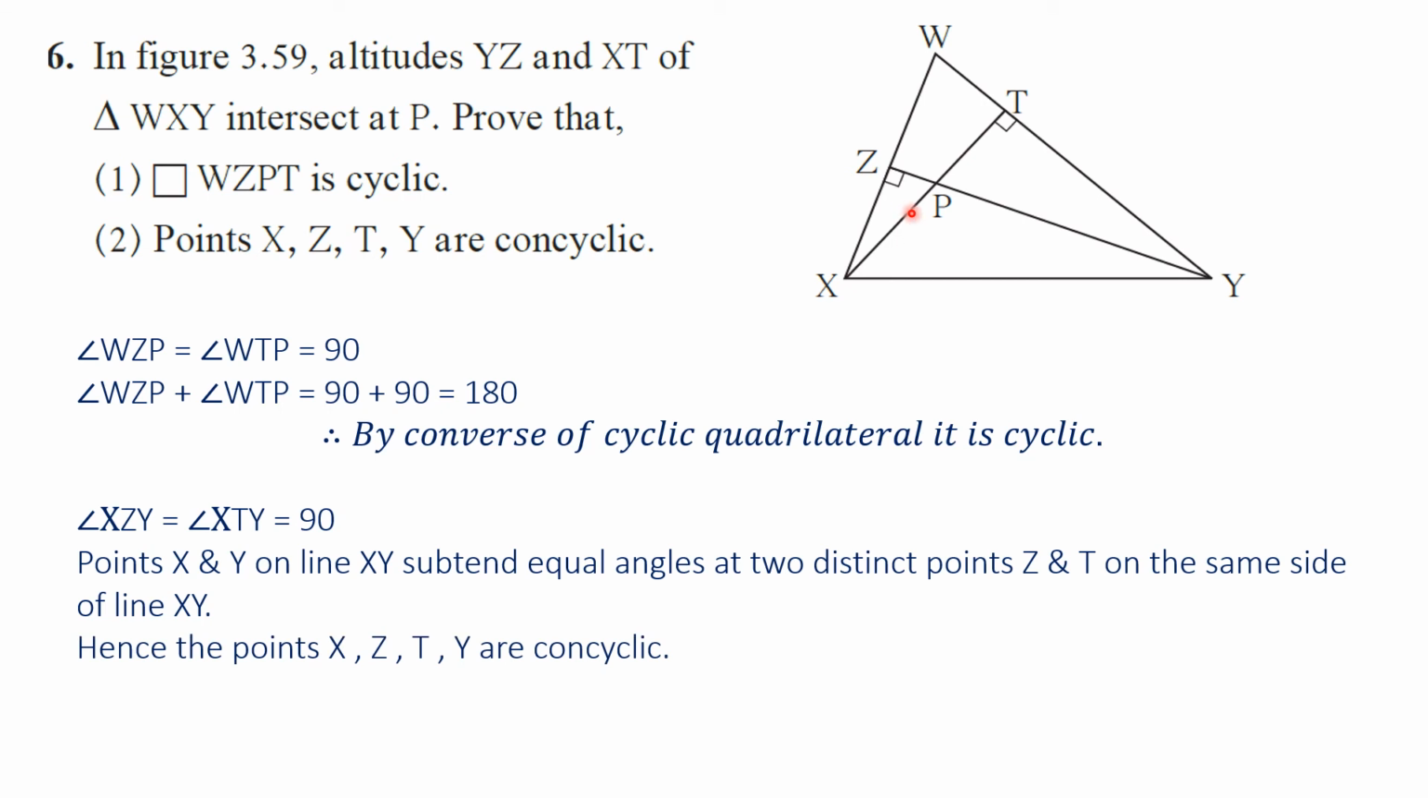Hence, by using the property of cocyclic, we can write points X, Z, T, Y are cocyclic points. Okay? That property is if two points on a given line subtend equal angles at two distinct points which lie on the same side of the line, then the four points are cocyclic.